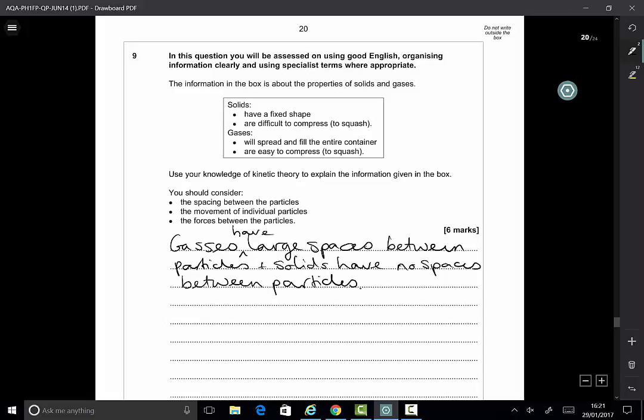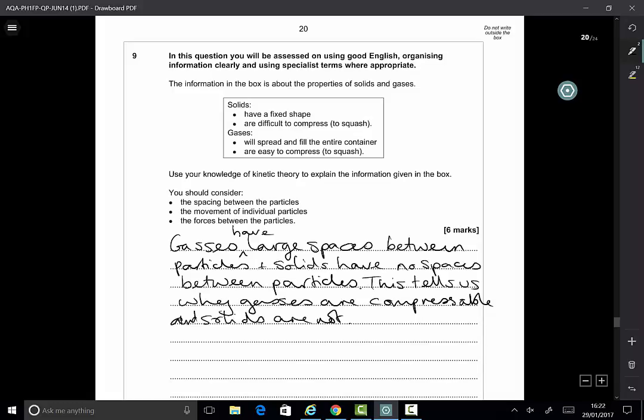And how does that fact link to any of the information in this box? Well, it tells us about the compression. It tells us why the solids are difficult to compress and the gases are easy. This tells us why gases are compressible and solids, should write that out, are not.